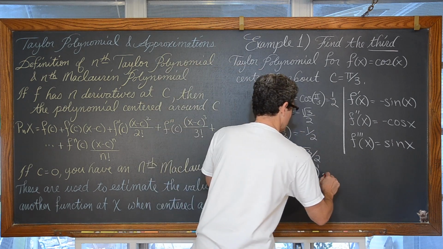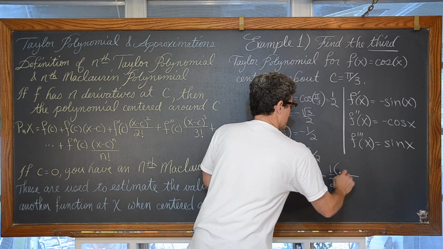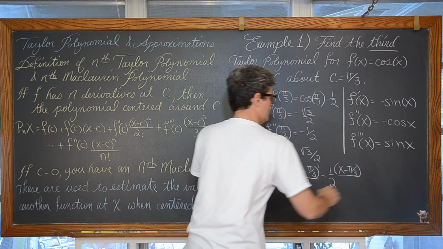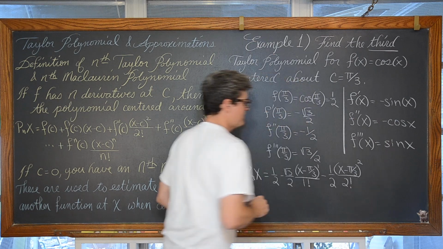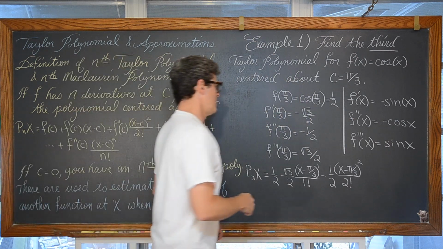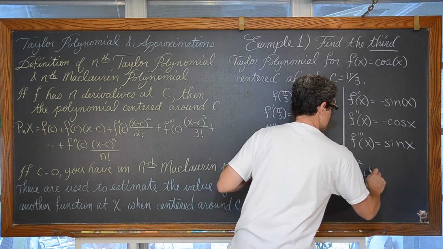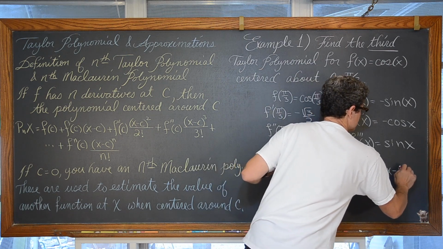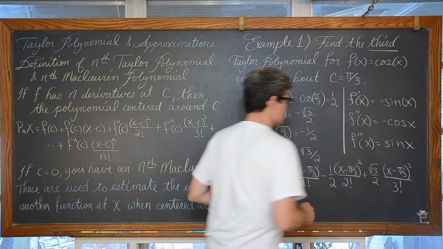Now we're going to work with that second derivative. Again, it's negative, so minus 1/2 times x minus c to the second power over 2 factorial. And now we've got our third derivative, and it's positive, so we're looking at plus square root of 3 over 2 times x minus pi over 3, third power, over 3 factorial.